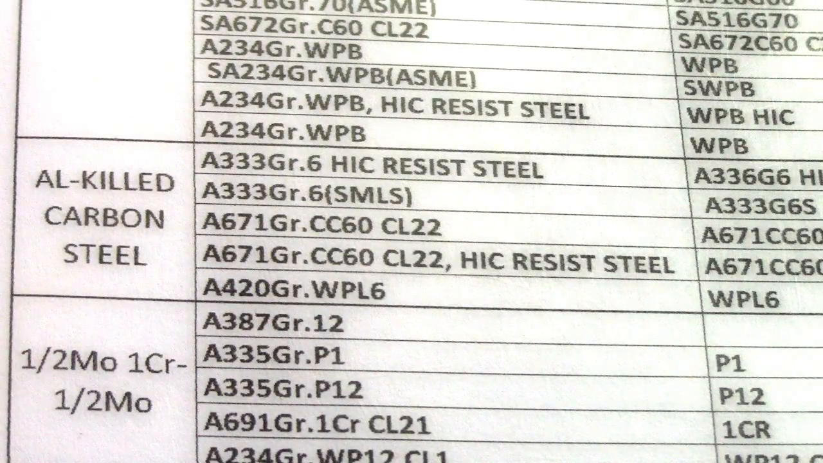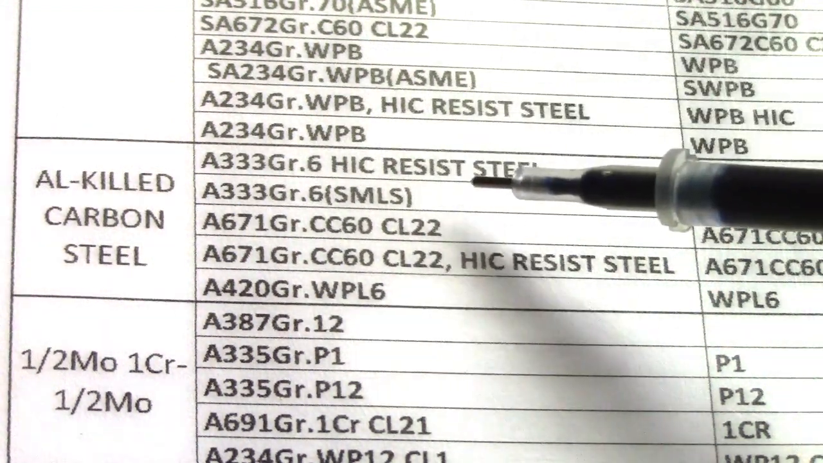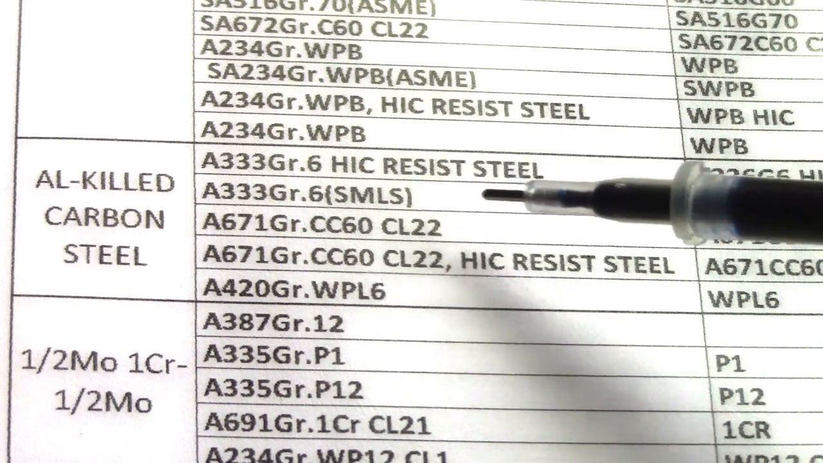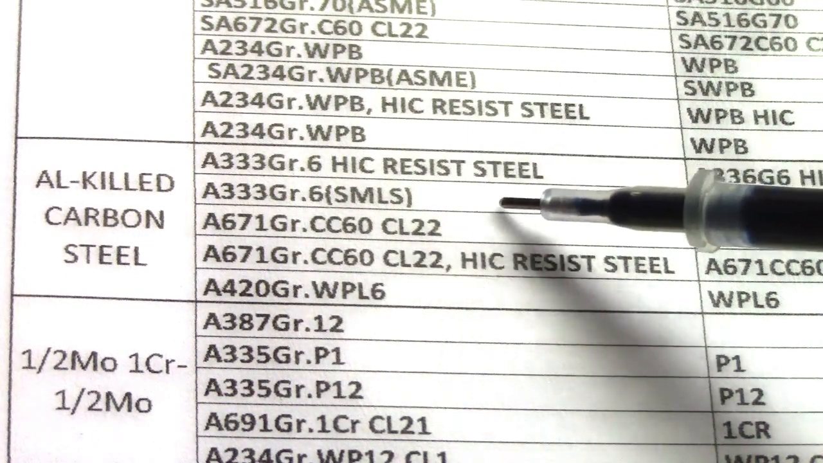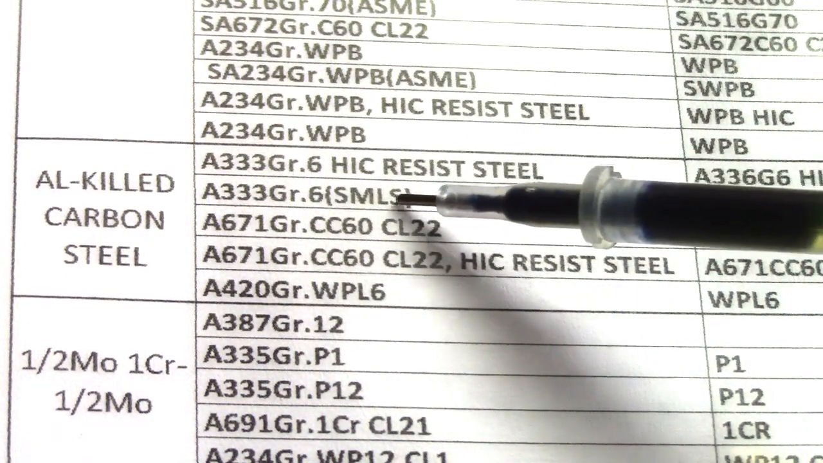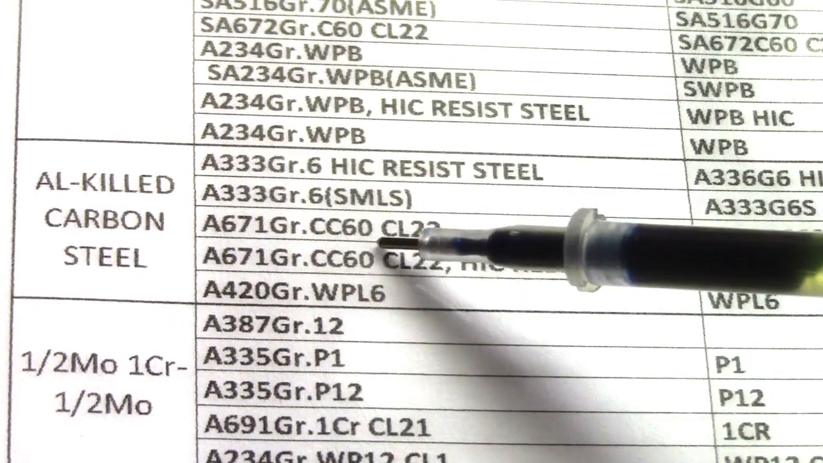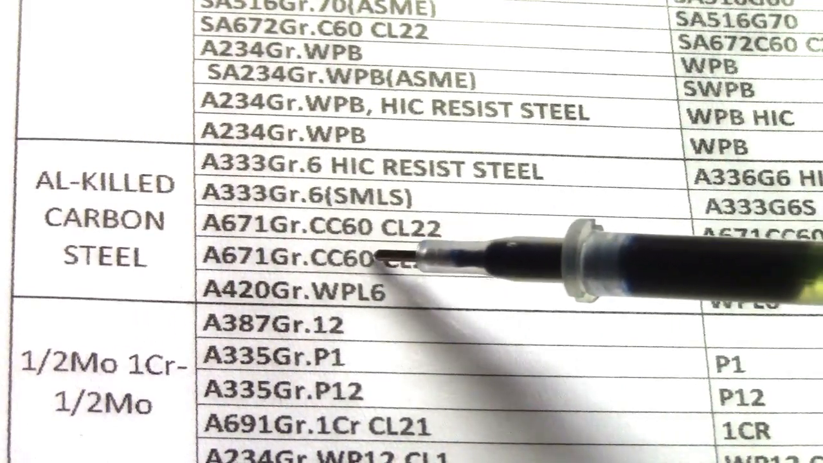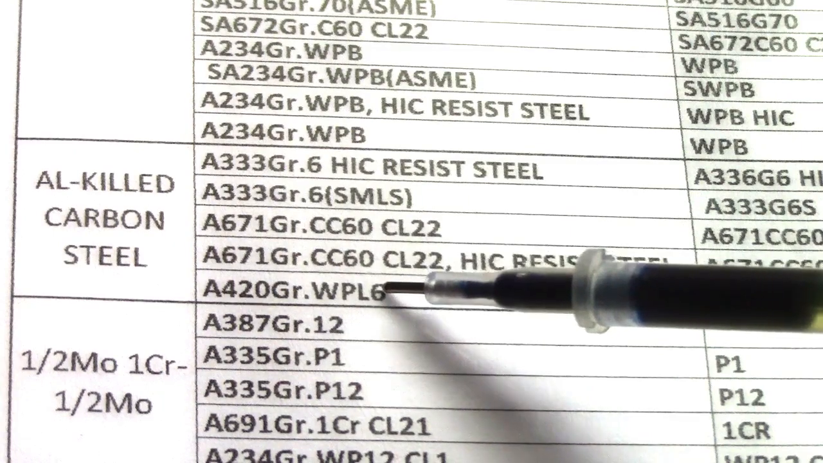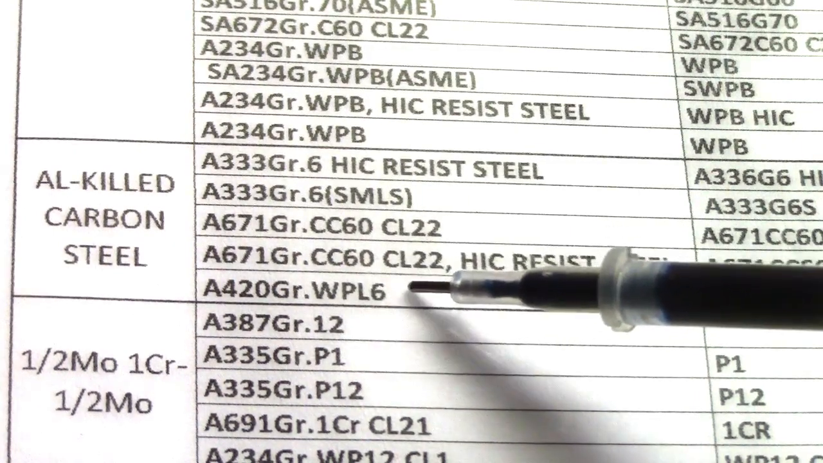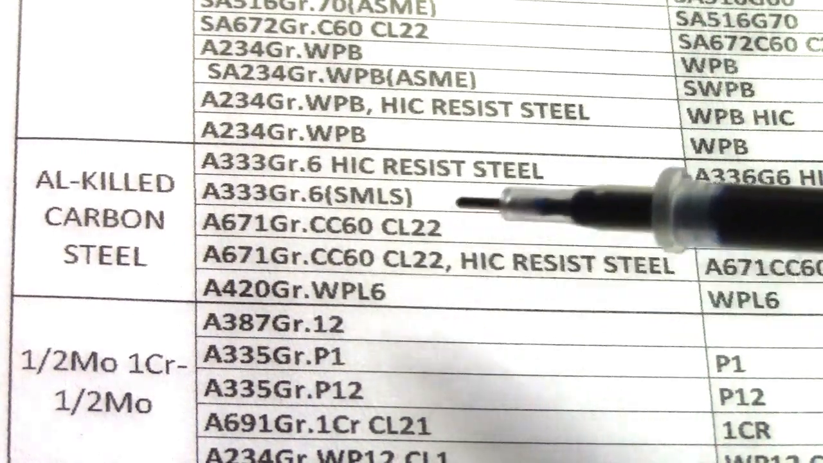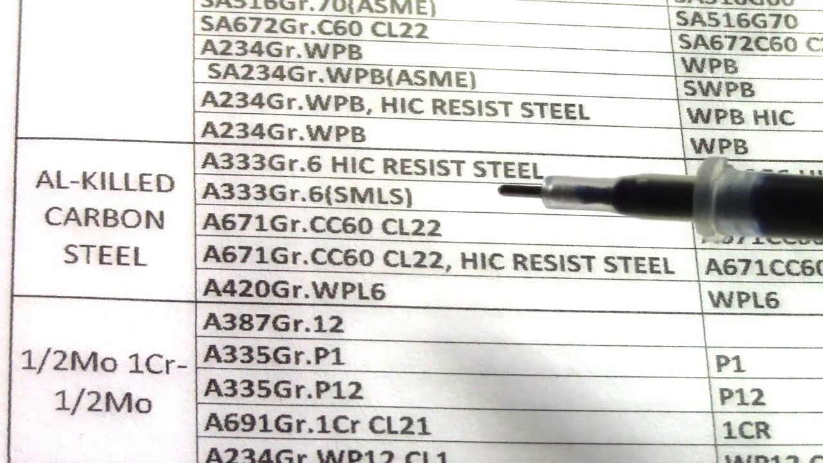So next naman nating materials is alkyd carbon steel, and this is the ASTM specification A333 grade 6 killed steel, seamless A671 CC60, A671 CC60, and A420 grade WPL6. So this is our alkyd carbon steel.